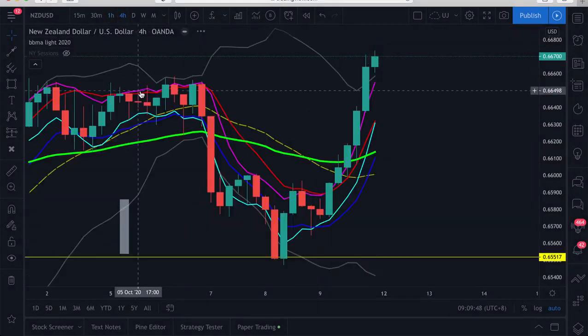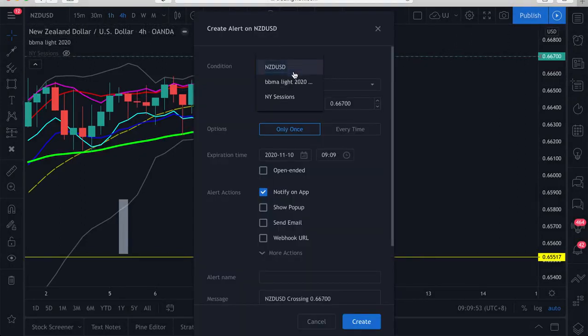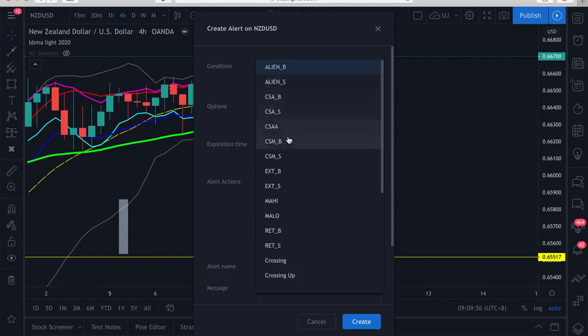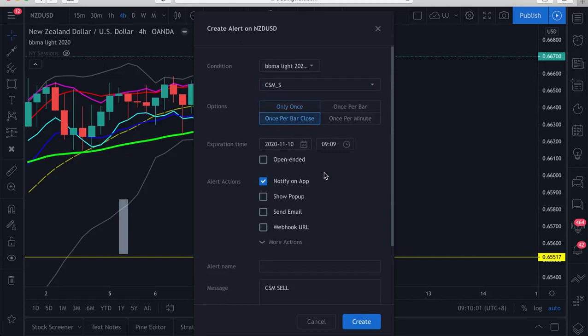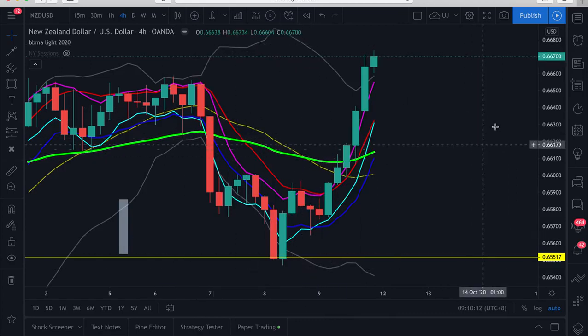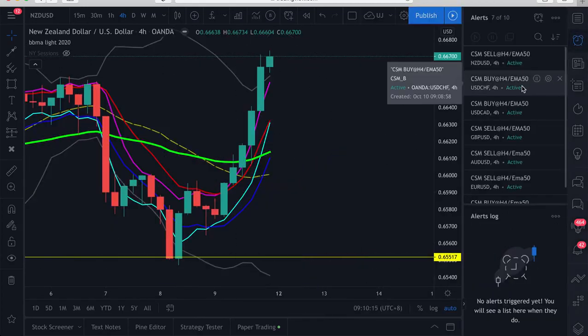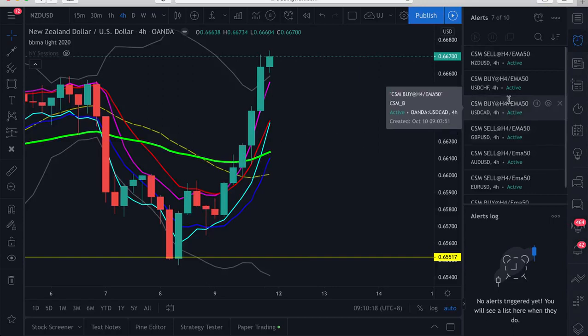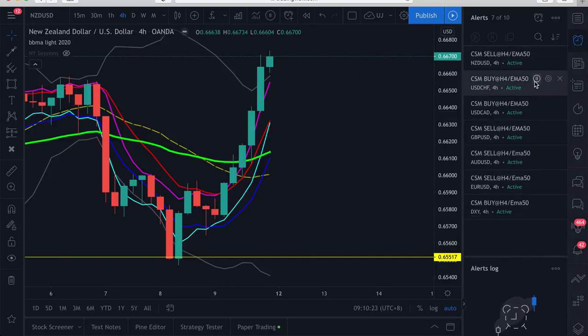So again, we come back to H4 and we want to set an alert to wait for NZDUSD to make a CSM sell at H4, and also it closed below the EMA 50. So that's our trading plan for this week. Pretty simple, and we have all our alerts set over here. You can see CSM sell 1 2 3 4. So we have 7 alerts set for this week.